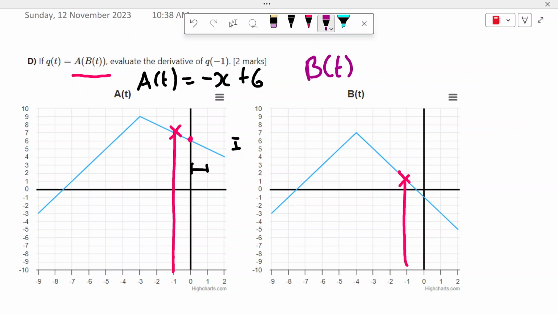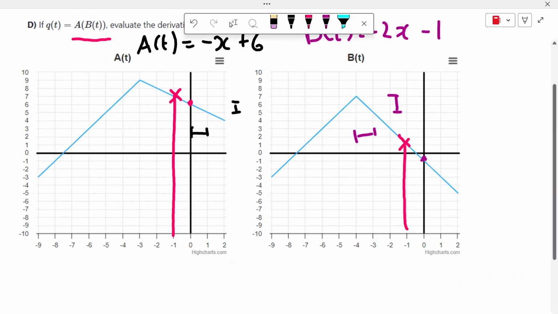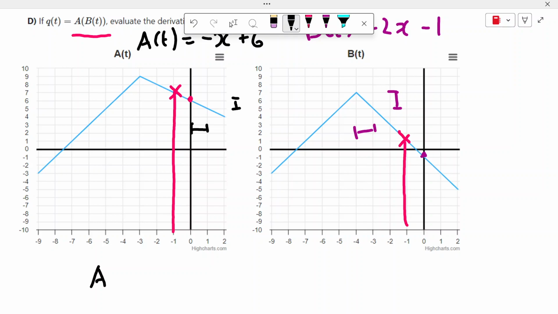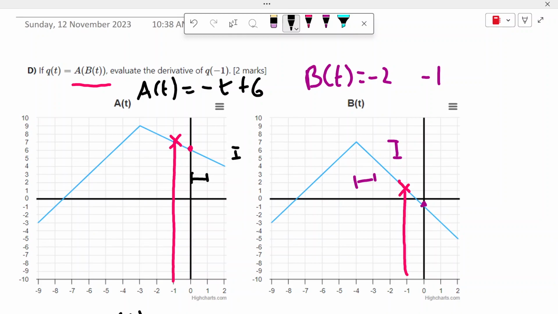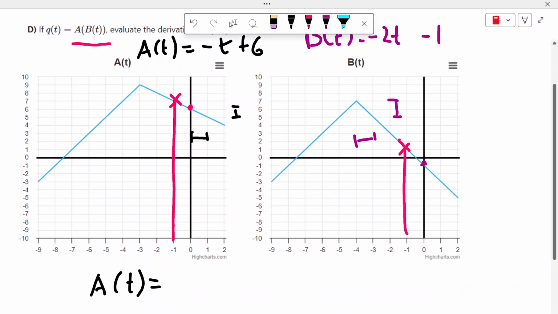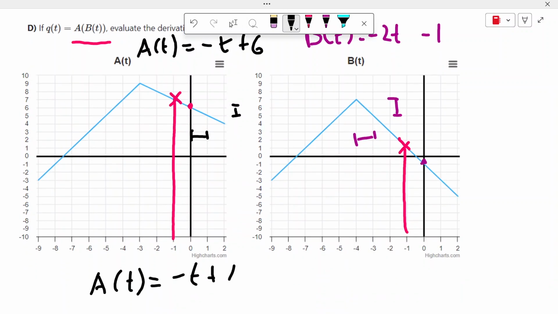So this guy, he drops by quite a lot, actually. So we run along 1, but we drop by 2. So it's minus 2x. And we cross here at -1. So what this is saying is we've got this function a, normally like this, right? A at t. Apologies, I've been using x, and that should be using t. So let me change that quickly. So we've got a at t, and that's just minus t plus 6.